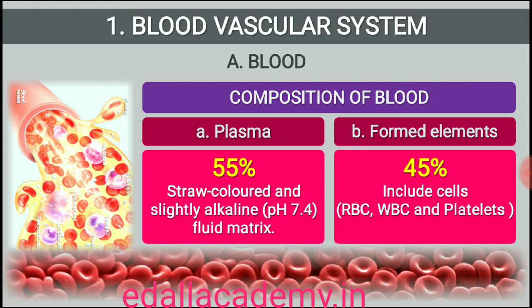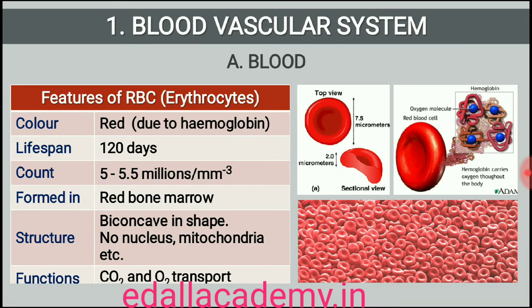Formed elements. Erythrocytes, leukocytes and platelets are collectively called formed elements, figure 18.1, and they constitute nearly 45% of the blood. Erythrocytes or red blood cells, RBC, are the most abundant of all the cells in blood. A healthy adult man has, on an average, 5 millions to 5.5 millions of RBCs per cubic millimeter of blood. RBCs are formed in the red bone marrow in the adults.